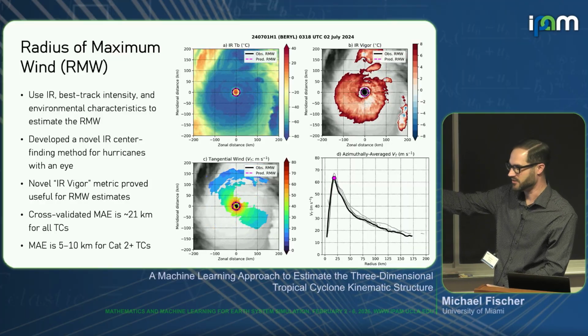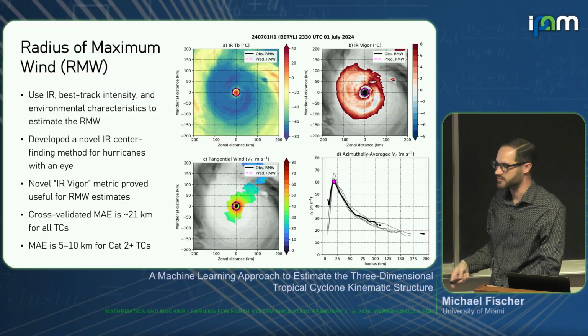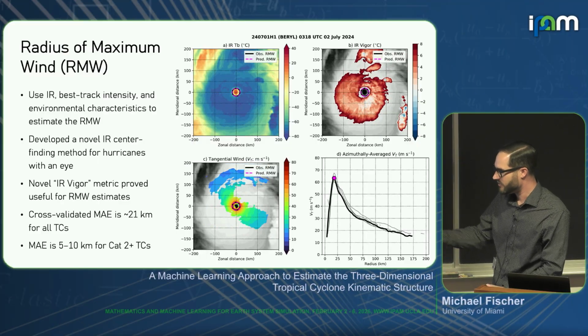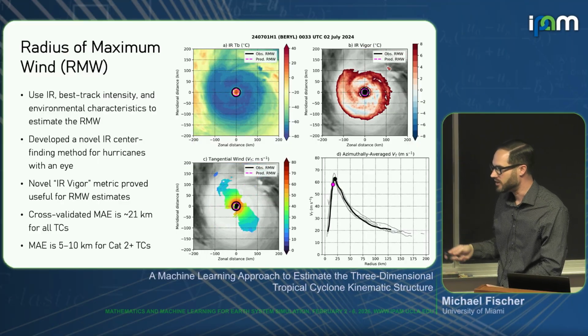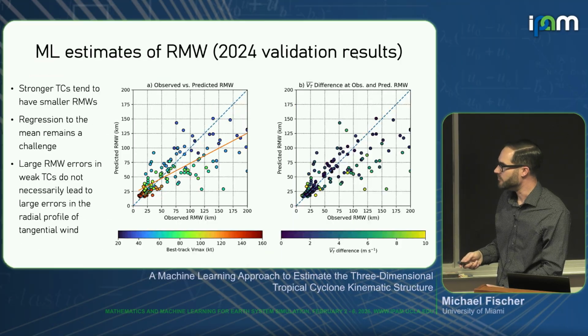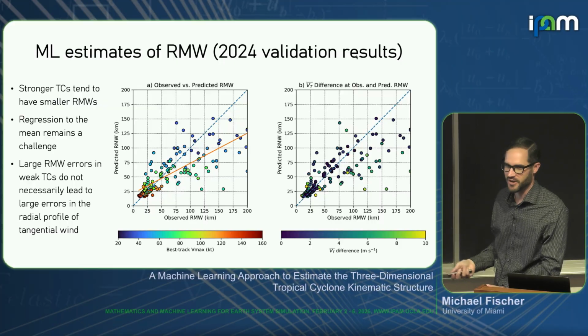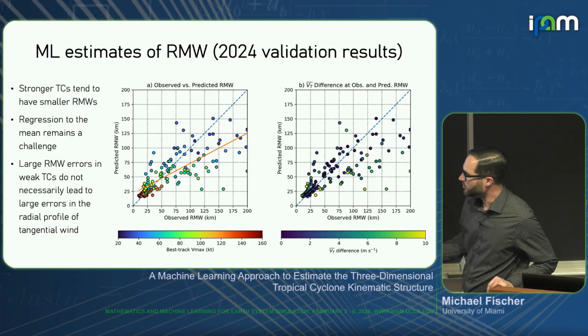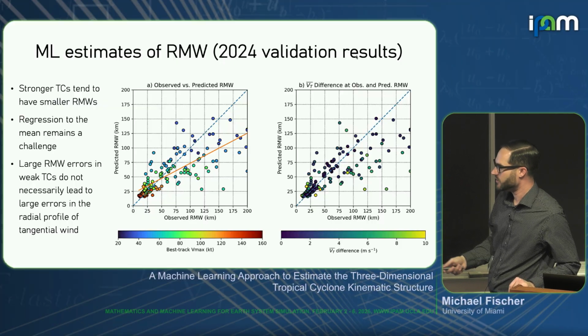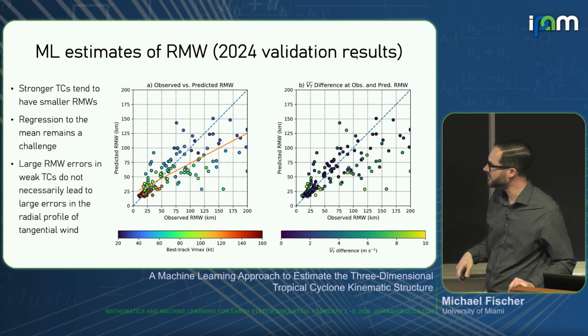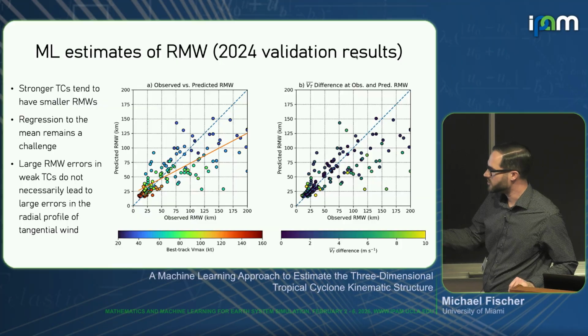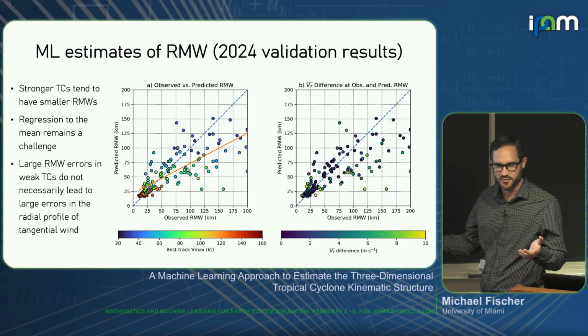And it's consistently estimating where the radius of maximum wind is. The cross-validated mean absolute error is about 21 kilometers for all TCs. You can look at this one-to-one plot to get an idea of how accurate that is. The machine learning predicted radius of maximum wind is shown along the y-axis. The observed radius of maximum wind is shown along the x-axis here. And the left panel is shaded by the intensity of the storm.